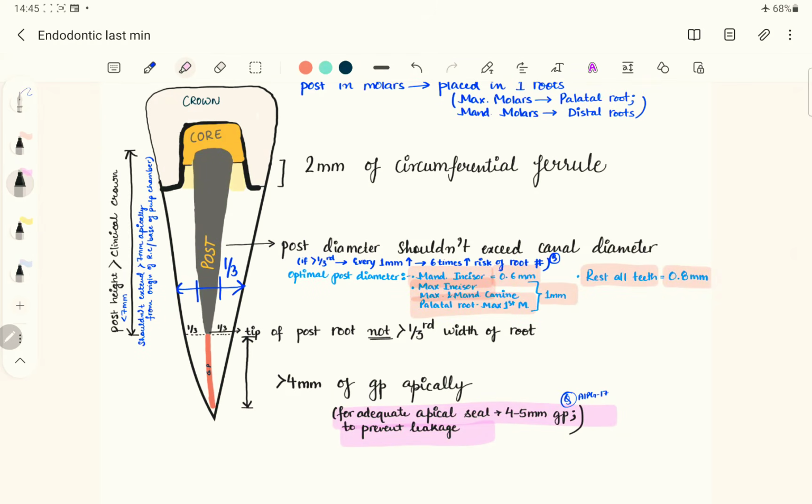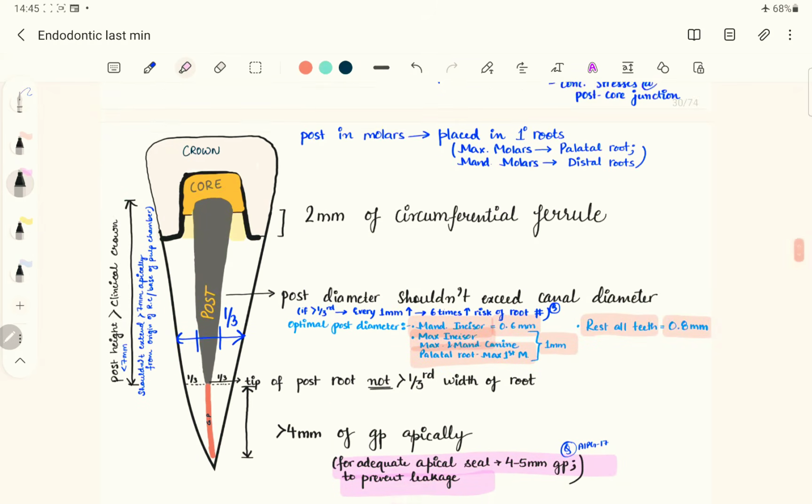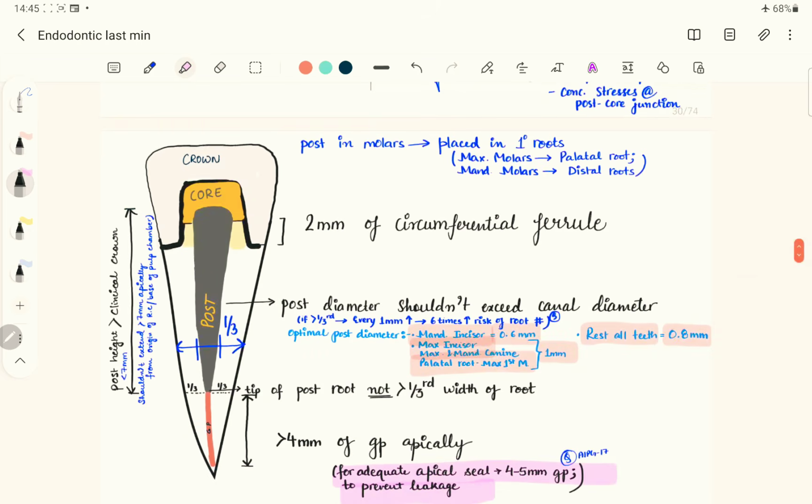Now we have talked about the diameter of the post. What's the height of the post? The height of the post should be more than the clinical crown of that particular tooth. At least 7 millimeters of post should be there. It should not extend more than 7 millimeters apically from the origin of the root canal or base of the pulp chamber. So it should be less than 7 millimeters.